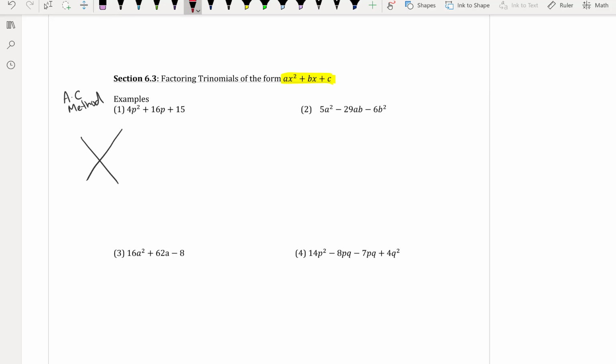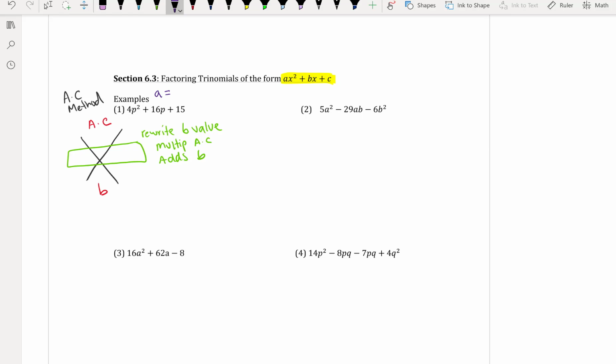So remember, using our AC method, we're going to have A times C up on top, B down below, and we're going to rewrite our B value so that it multiplies to our A times C and it adds to our B value. So okay, let's look at things.